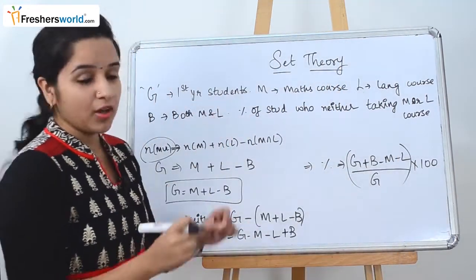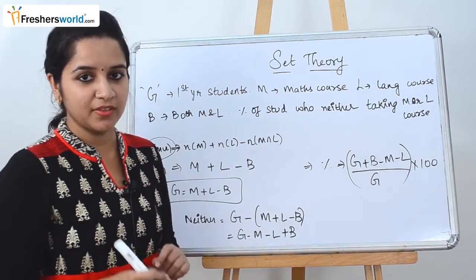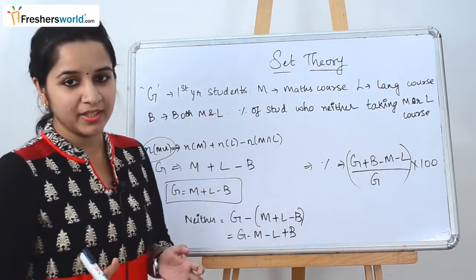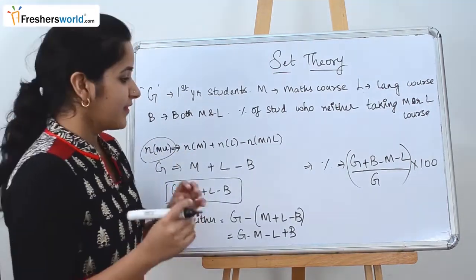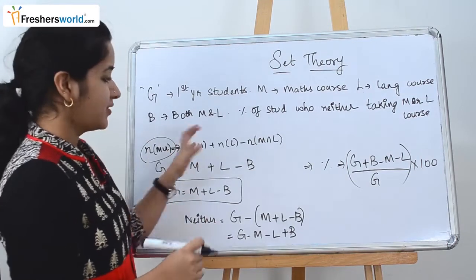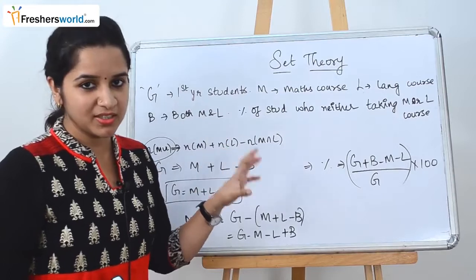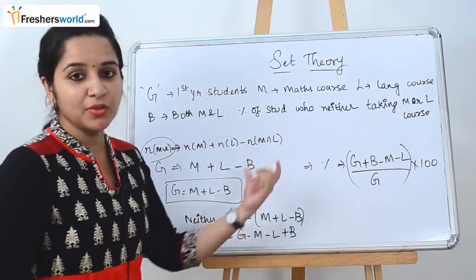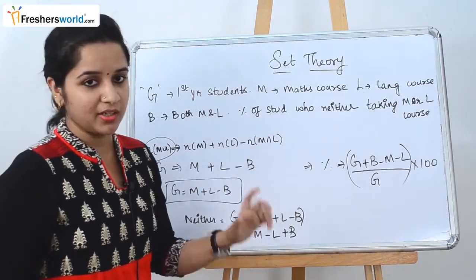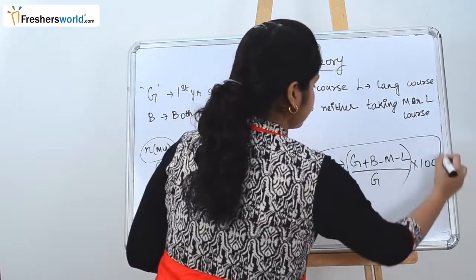Simple, right? So what we did, we used the same formula that we used to do. Instead of numbers here, they have given you variables here. The variables will be substituted in the place of the formula, and then the question is to find the percentage. We know percentage is nothing but the given value divided by the total into 100. So that's what we have done here.